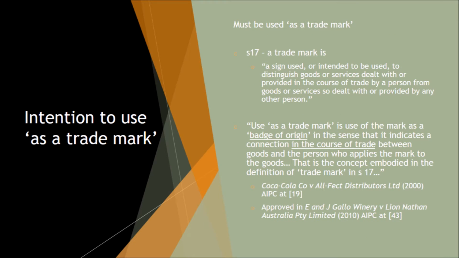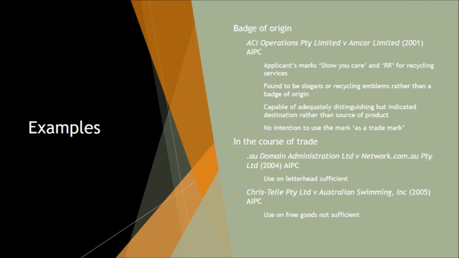It is required that a trademark be used or intended to be used as a trademark. To do so, it should be used as a badge of origin, indicating the source of the goods, in the course of trade. In ACI Operations and Angkor, it was stressed that a trademark must indicate the source of a product, not its destination, while in Christel and Australian Swimming, use on free goods was held not to be in the course of trade.